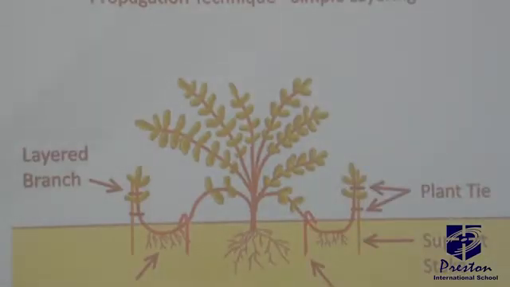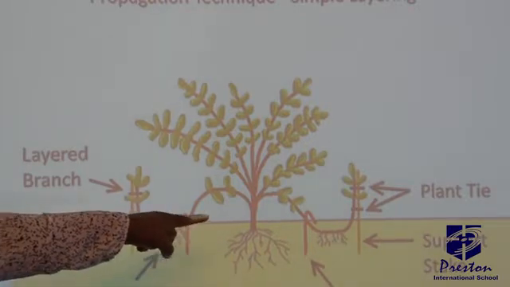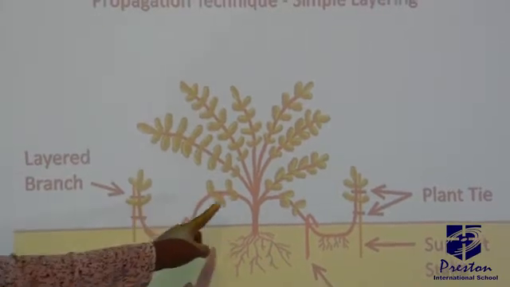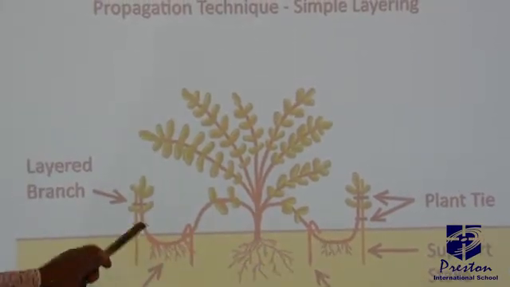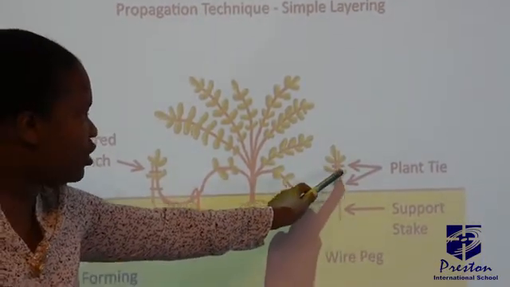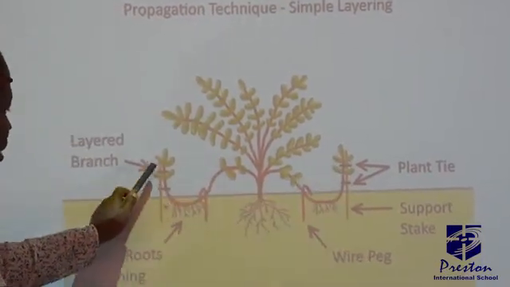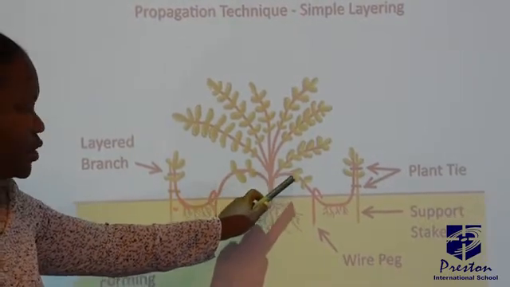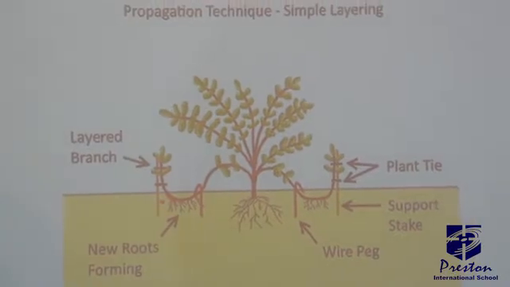Now, this is an example of layering, and this is very, very common with our cash crop. For example, cocoa. Now, you have the main plants, you can see the plants, and then you have the branch here, another branch here, where you have to peg down. You can see the wire peg, and so you see another one coming, another new plant growing here, and so these ones are the ones you cut off and then you plant again.